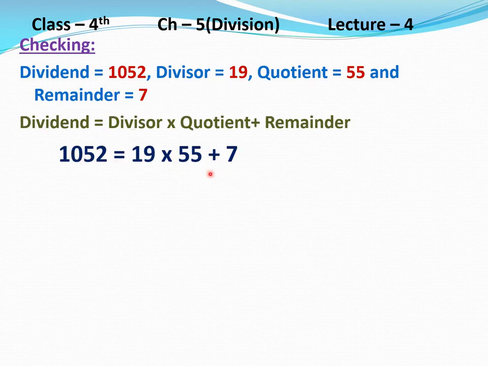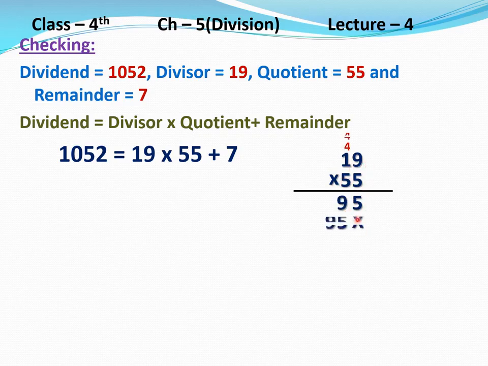First multiply 19 by 55. Write down 19 multiply 55. 5 9s are 45. Write 5 here and 4 carry. 5 1s are 5 plus 4, 9. Write 9 here. Now put 1 cross here. Now multiply 19 by 5. See, 5 9s are 45. Write 5 here and 4 carry. 5 1s are 5 plus 4, 9.